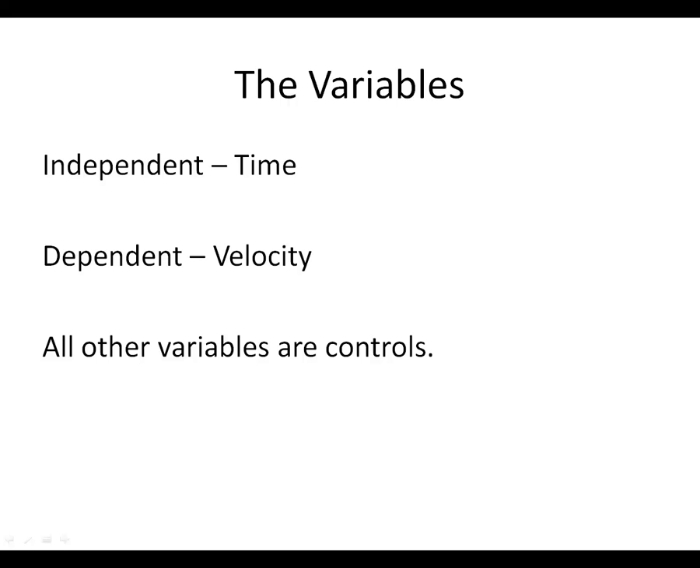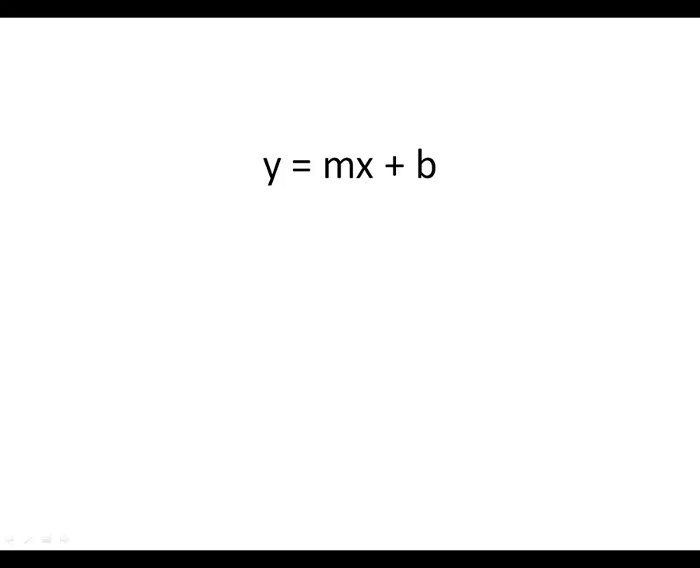This example was shown on a previous web page. All the other variables are controls. Y equals mx plus b. This is an algebraic equation you should be very familiar with. Velocity is v initial plus at. This is a physics equation you should be very familiar with.